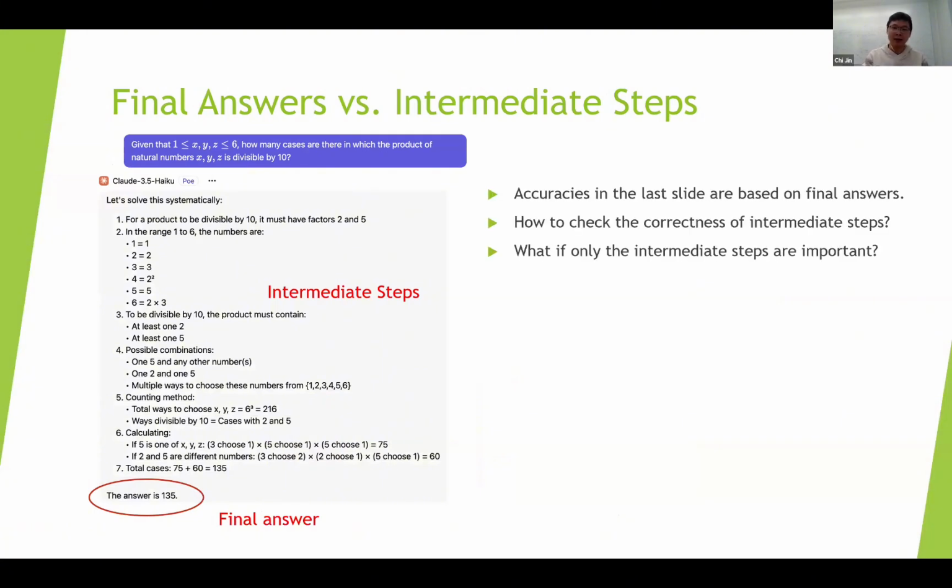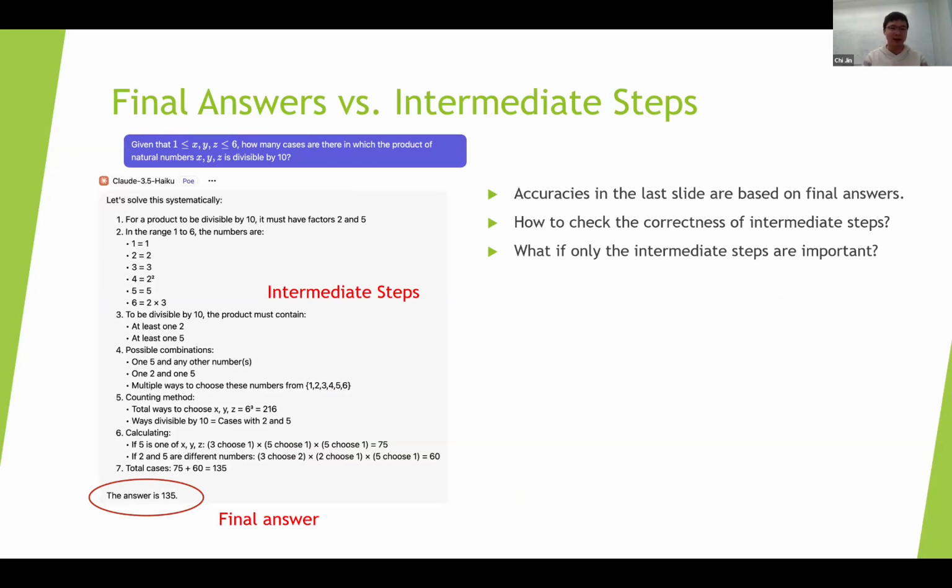All the accuracies on the last slides are actually computed purely based on the final answer. We don't check the intermediate steps at all. We just look at the final answer, and if it matches the golden answer provided in the benchmark dataset, we say it's correct. This is the previous approach, called informal math.